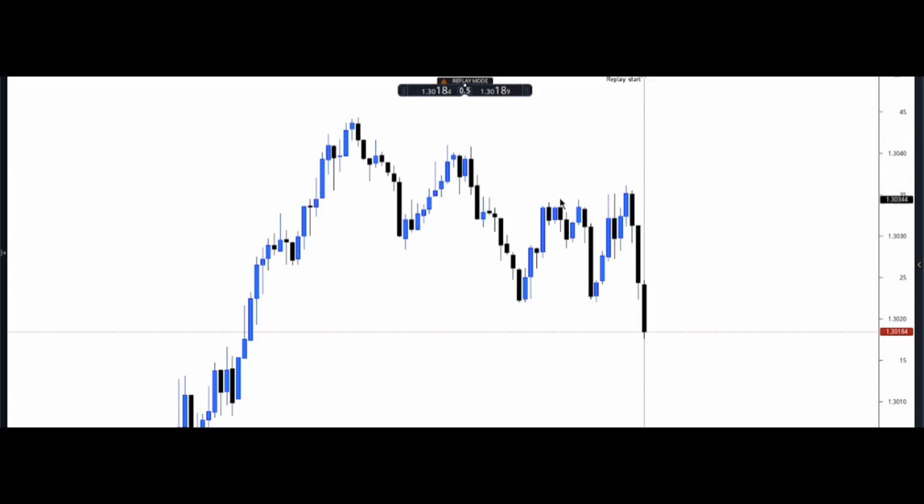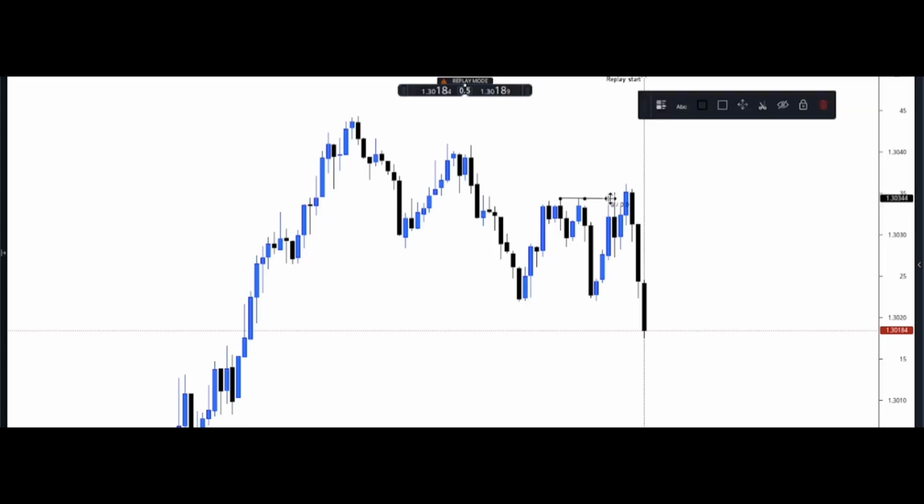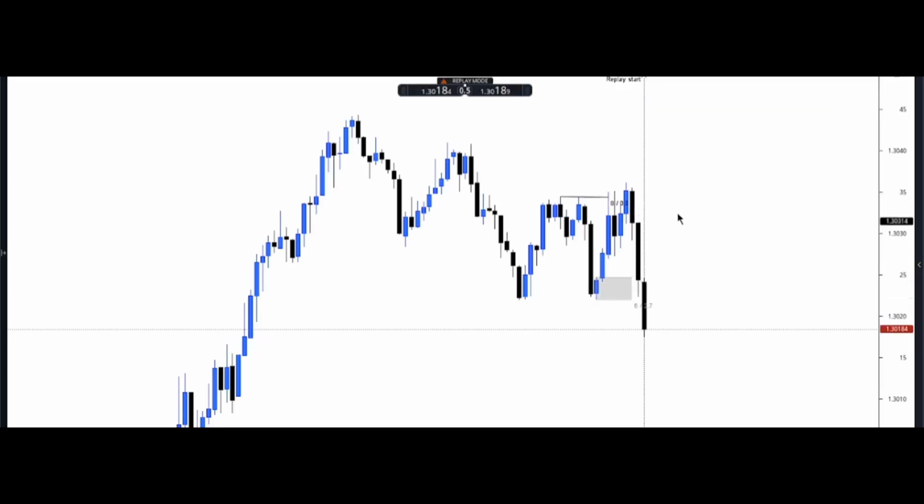And then let's mark out the structures here now. Look at this high. It took out a broken structure there with a candle wick. Let's say maybe 1 or 2 candles here. So where is your area of interest here? Where is your OB? Now this is your OB. So we're expecting price to come and tap into this OB, and then we go long.